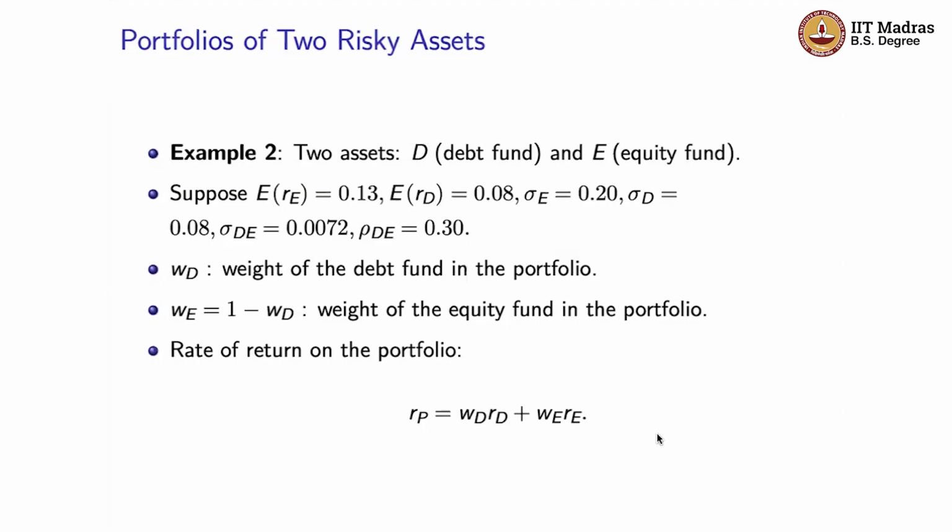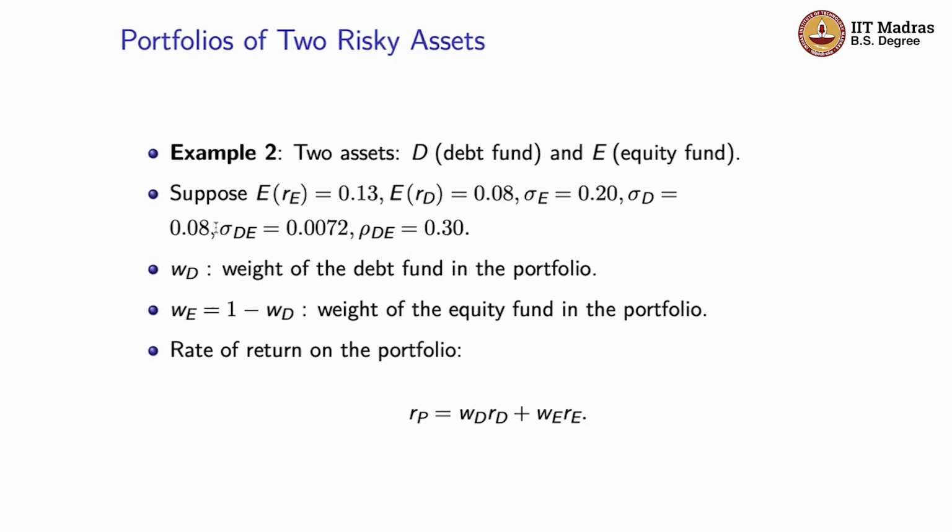And suppose we are given the following parametric values, that the expected rate of return from the equity asset is 13%. The expected rate of return from the debt asset is 8%. The standard deviation of the rate of return of the equity asset is 20%. The standard deviation of the debt is 8%. The covariance is 0.0072, and the correlation coefficient is 0.30.